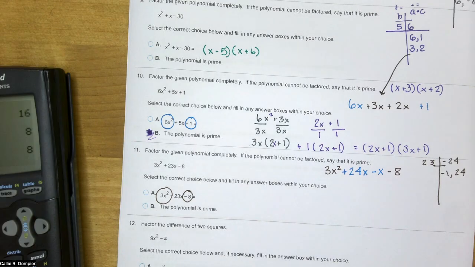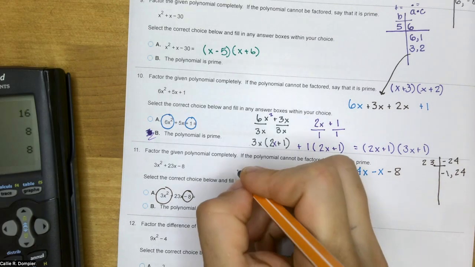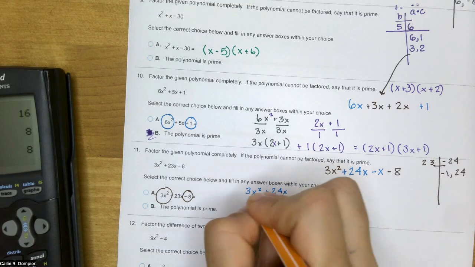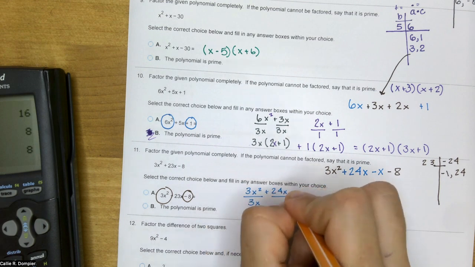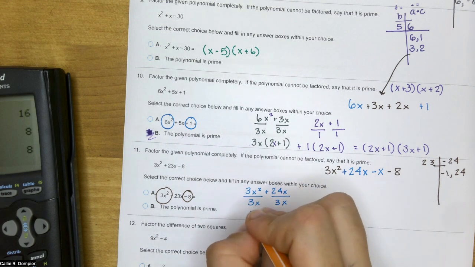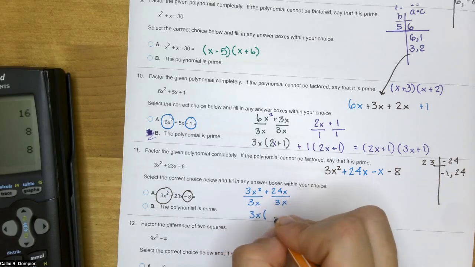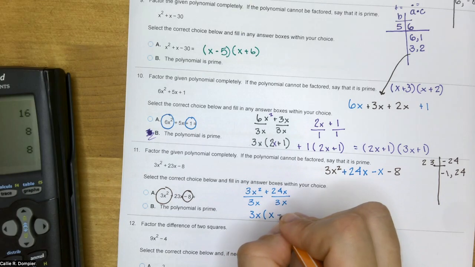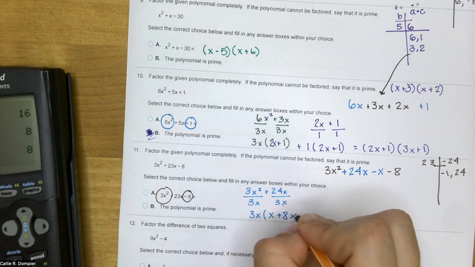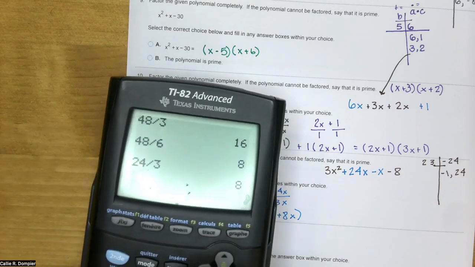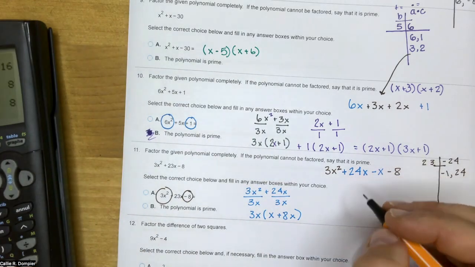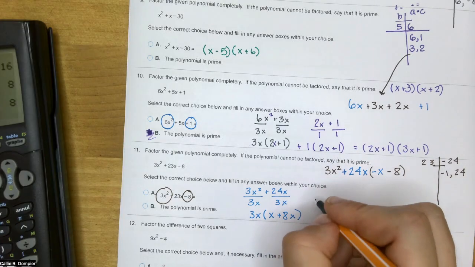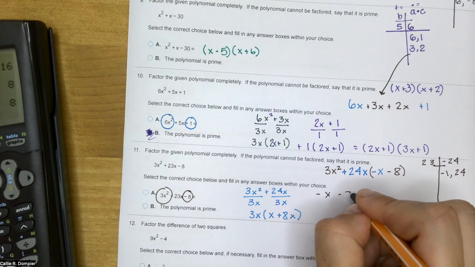All right, now factoring by grouping. So we have 3x squared plus 24x. What can I factor out? I can factor out a 3x. So 3x squared divided by 3x gives me x, and a positive 24x divided by 3x is a positive 8. And you can tell I was secretly doing it over here on my calculator just to make sure. And then over here, make sure you note that the negative sign goes with it. We have a negative x minus 8.